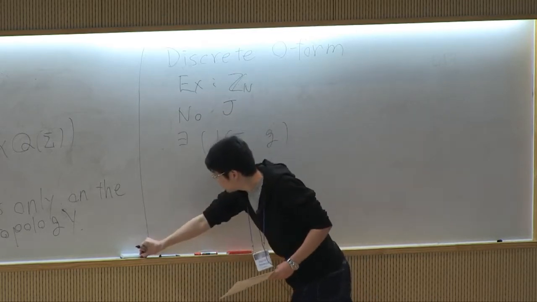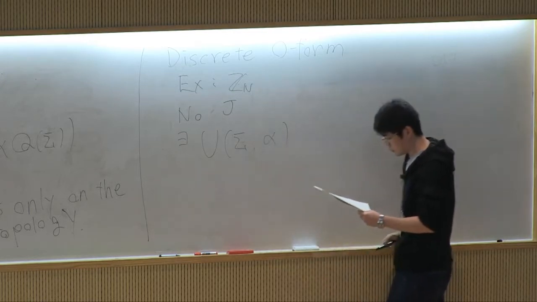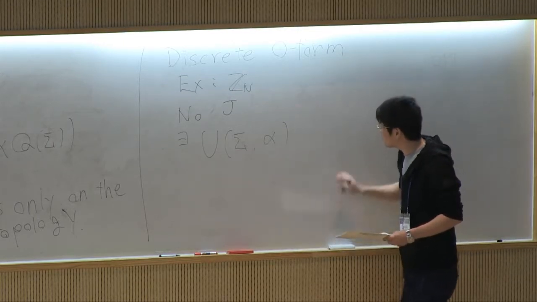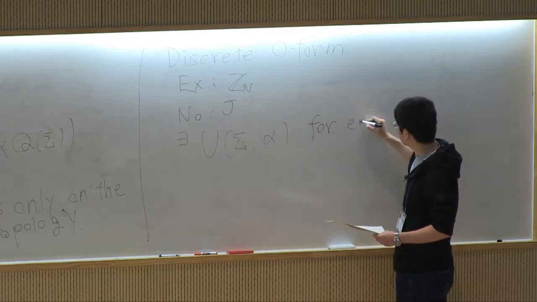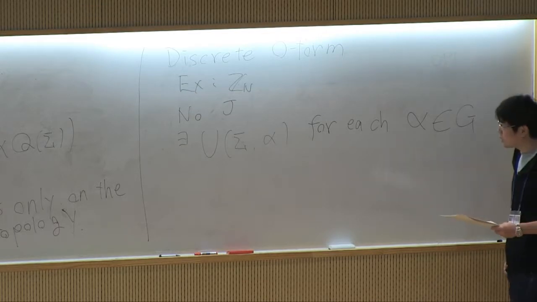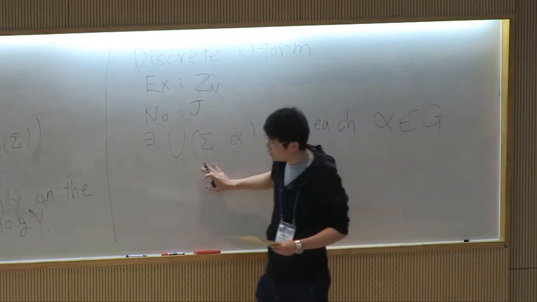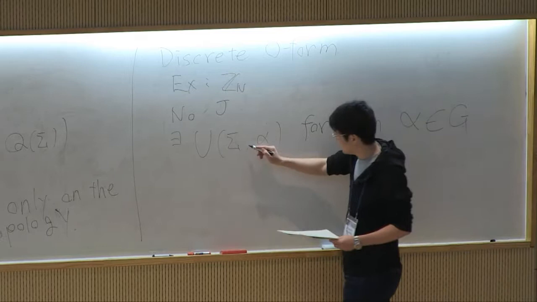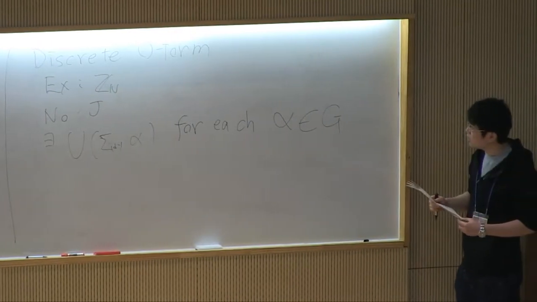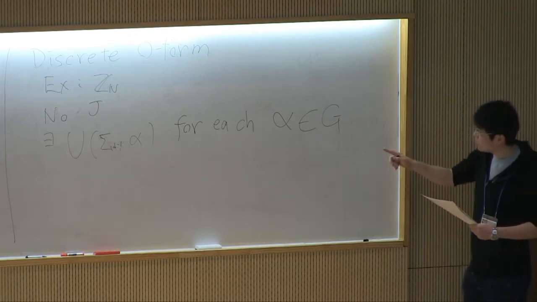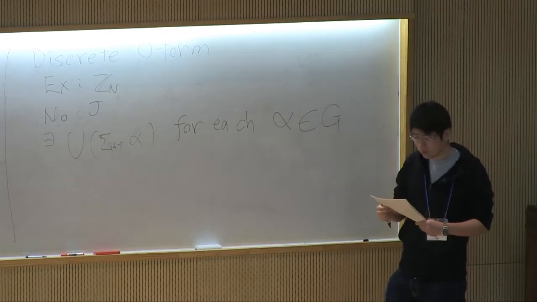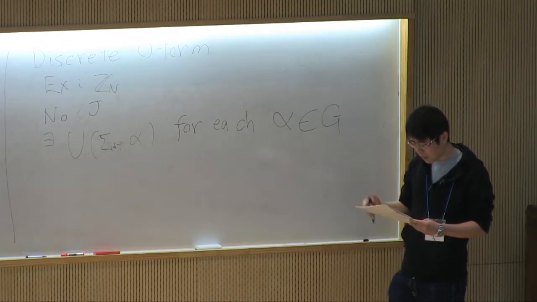Maybe I use alpha, for each group element. And this operator is also invariant under the continuous deformation of this D minus 1 dimensional surface. So this is a case of discrete symmetry. Then from this continuous zero form symmetry and discrete zero form symmetry, it's easy to generalize these symmetries to higher form symmetries.